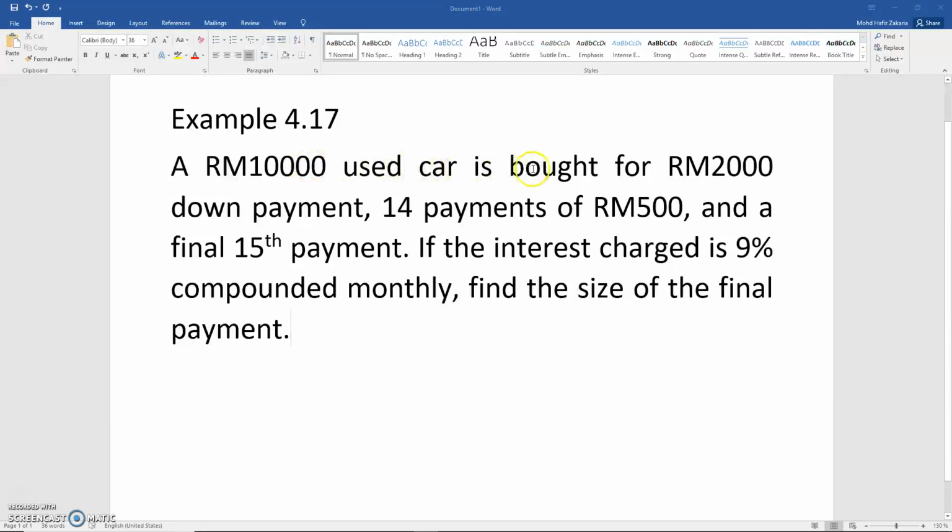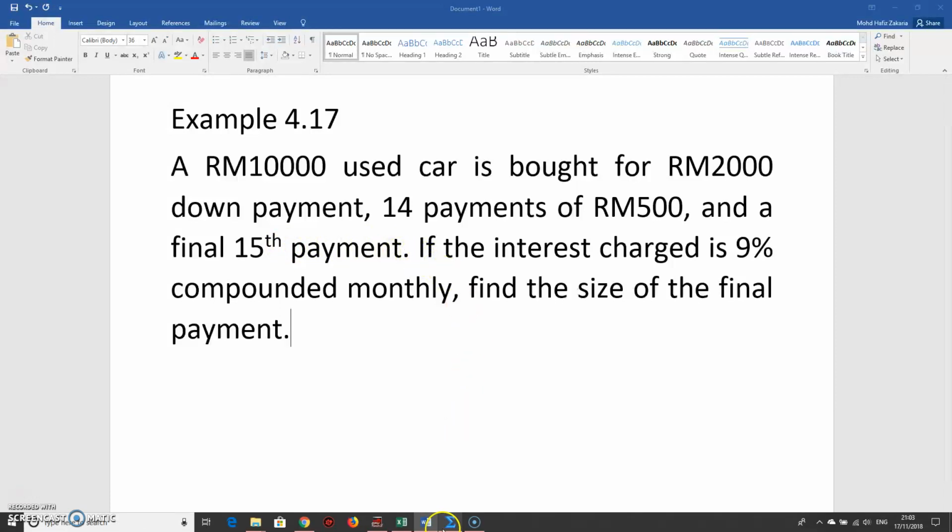A 10,000 used car is bought by paying a 2,000 down payment. That is the first payment, and then the next 14 payments of 500. So 500 is the R because it is an equal payment made at equal intervals of time. And lastly, the 15th final payment is not mentioned here. So our job is to find out the size of the 15th payment if the interest charge is 9% compounded monthly.